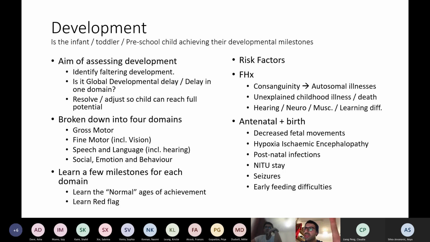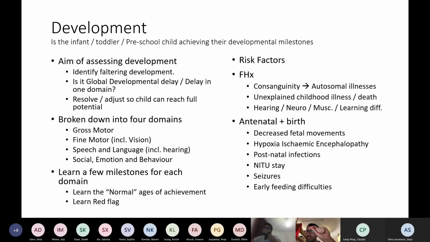So I'm going to kind of gloss over this a bit because we're going to go over this a few times anyway, but development is broken down into 4 domains: gross motor, fine motor, which includes vision, speech and language, which includes hearing, and social, emotion, and behavior. So gross motor is the movement. It's just moving their arms and legs, not just general movement.